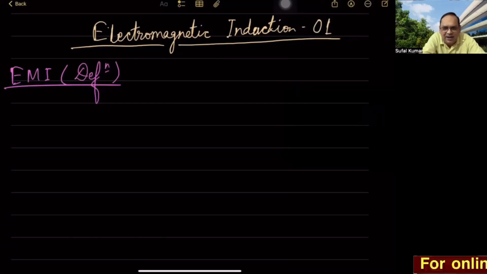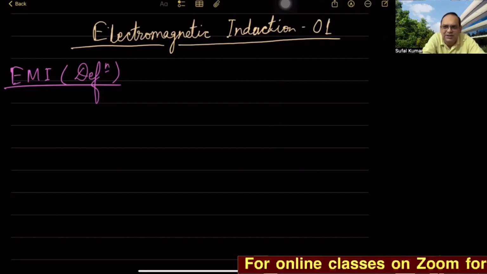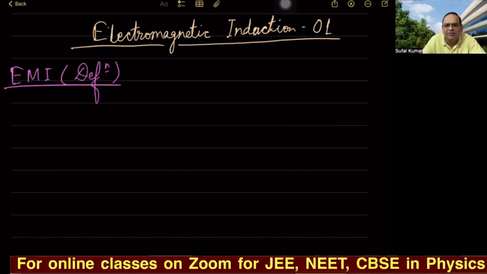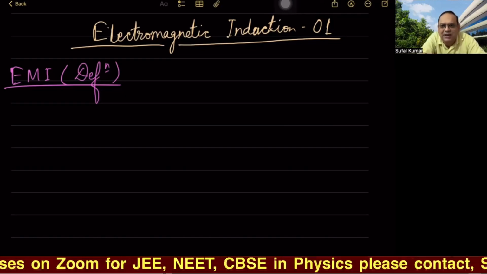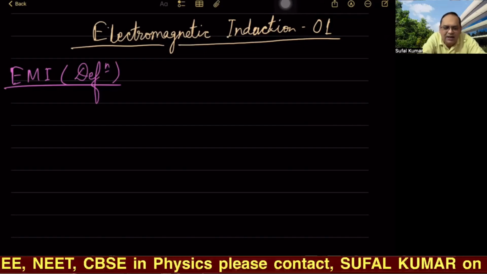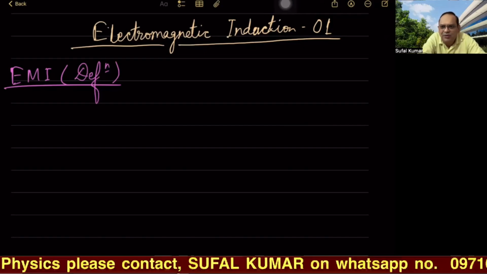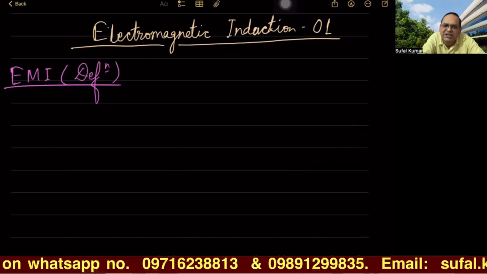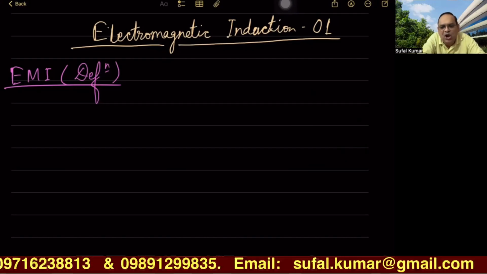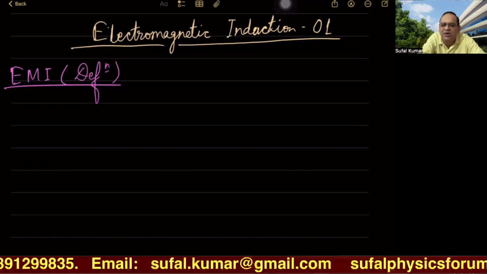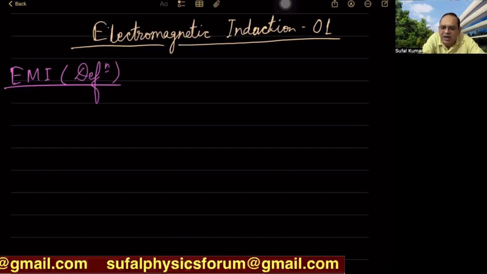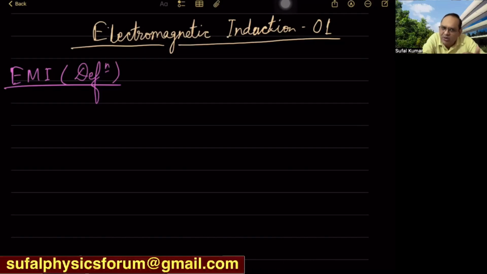So hello friends, now we have to start with electromagnetic induction, first part, in which we should start with defining electromagnetic induction. What is that? At a basic 10th level, we used to say that the phenomenon of appearance of induced EMF, and thereby induced current in a closed circuit, due to a changing magnetic field, was EMI.